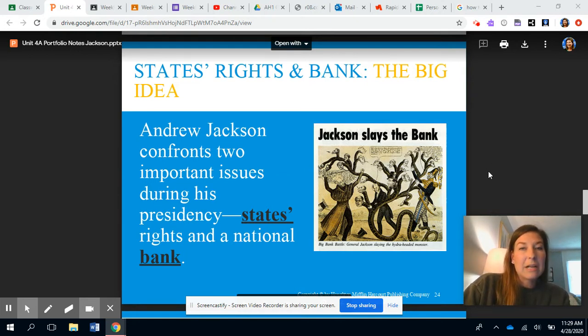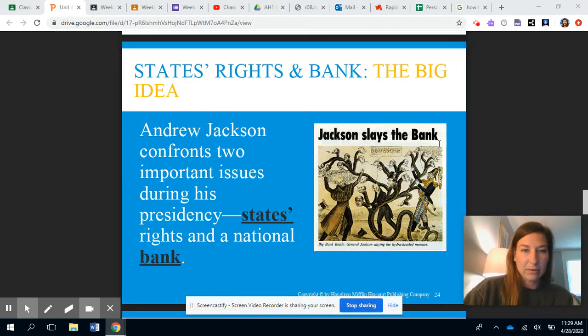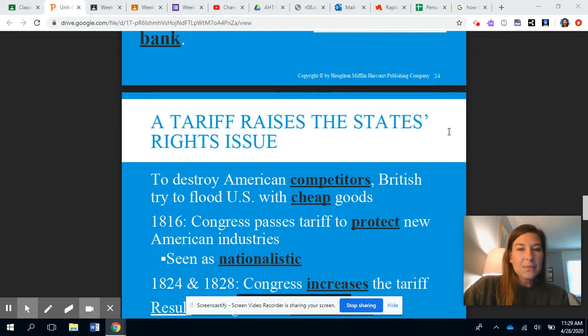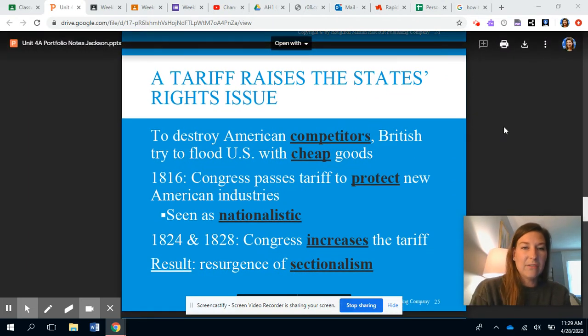So Andrew Jackson is going to be faced with a couple of different problems during his administration. The ones that we are talking about are going to follow us into the next couple of sections as we continue to do this online learning. So let's start with states' rights. States' rights comes from the issue of a tariff.